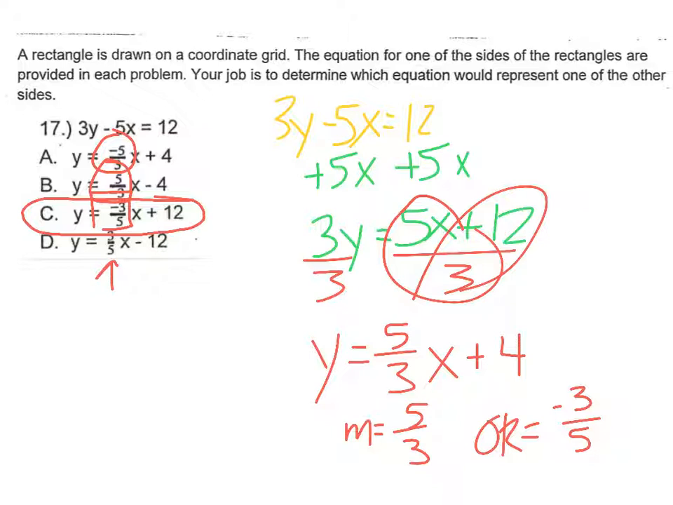Okay, so just to recap, parallel lines have the slopes that are the same. Perpendicular lines have slopes that are opposite reciprocal.